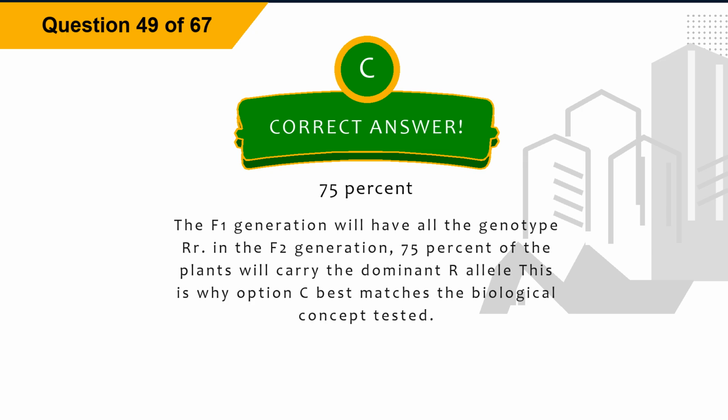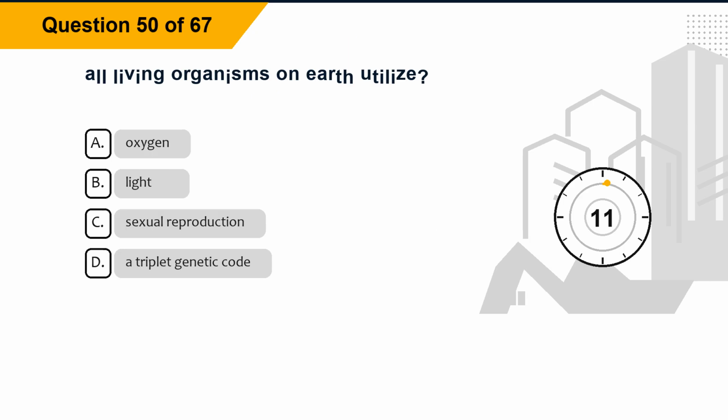In the F2 generation, 75% of the plants will carry the dominant allele. This is why option C best matches the biological concept tested. Question 50. All living organisms on Earth utilize?